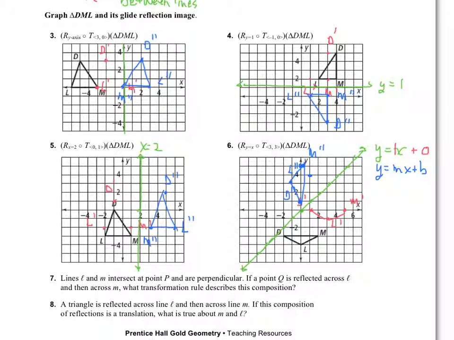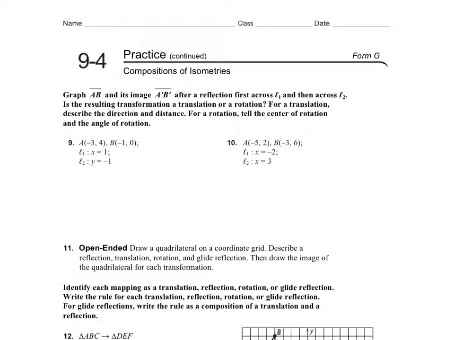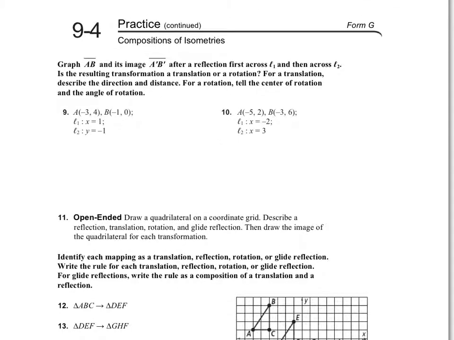All right, so let's look at the second page. So the second page, now you're being asked to graph line segment AB and its image line segment A prime B prime after first reflecting it across L sub 1 and then across L sub 2. And then is it a translation or rotation? So we're going to just sketch out your XY axes.